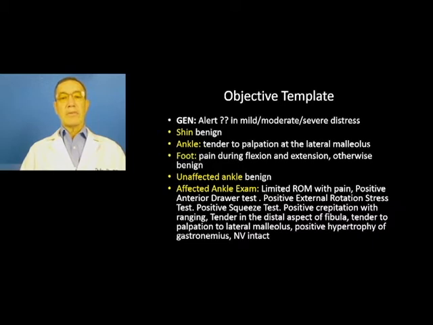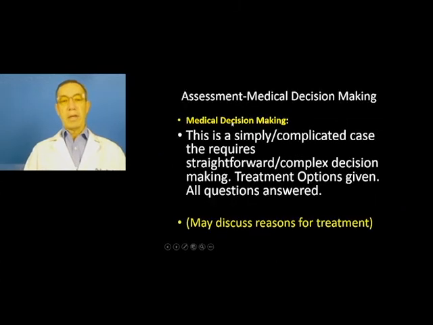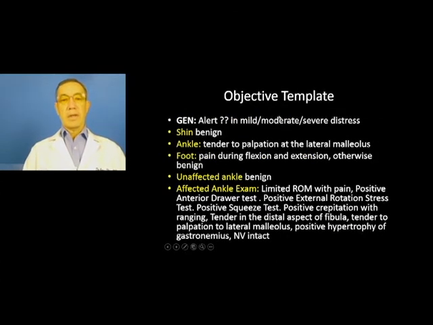And on the objective template and exam, you usually describe generally an alert male or female, and what kind of distress are they in. You may look at and document their skin. On the ankle, is there tenderness to palpation to the lateral malleolus or the medial malleolus, or anterior or posterior? And you have to also understand that there's the ankle and then there's the foot, and they have separate examinations.